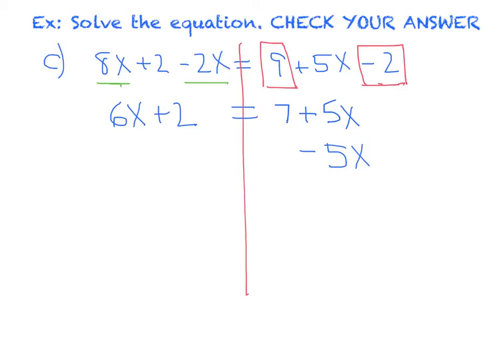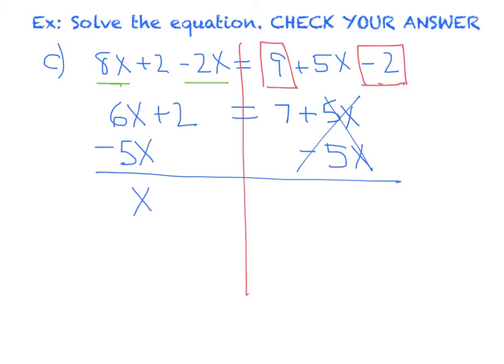5x minus 5x is 0. Goodbye. If we do it on one side, you must do it on the other side. So we go minus 5x. And we are left with 6x minus 5x, which is just x.